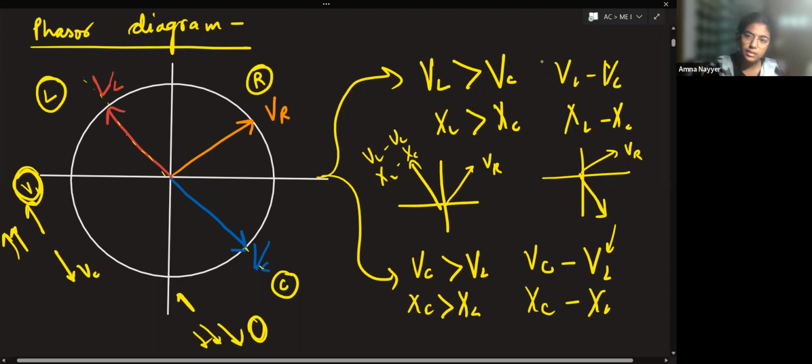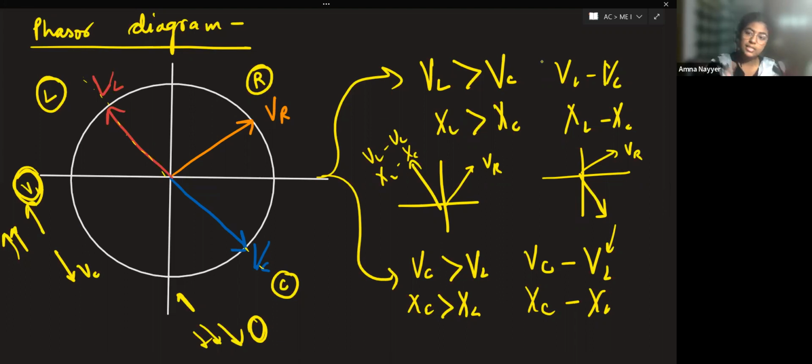If VL is greater than VC, your resultant will be VL minus VC pointing towards L. If VC is greater than VL, you will have VC minus VL or XC minus XL pointing towards C, that is capacitive. In that case, you will say it's a capacitive circuit because that has a higher weightage. And in case of inductive circuits, you call it an inductive circuit because that now has a higher magnitude. Tell me, these 2 points are clear? Then we'll move on to resistance.